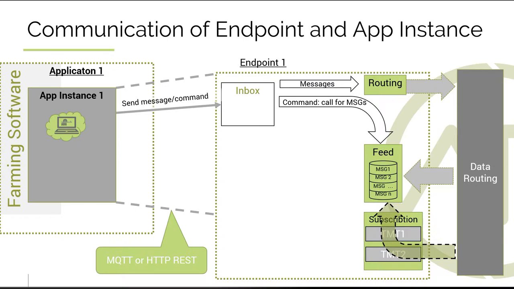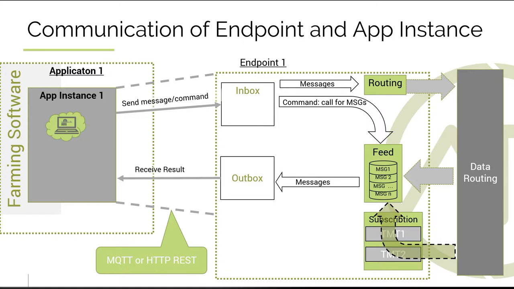So you can either ask for the message headers or for the messages itself. And the feed will forward those messages to your outbox from where you receive the messages. If push notifications are activated, you will directly receive a copy of the message, but you will still have to confirm the message in the feed.